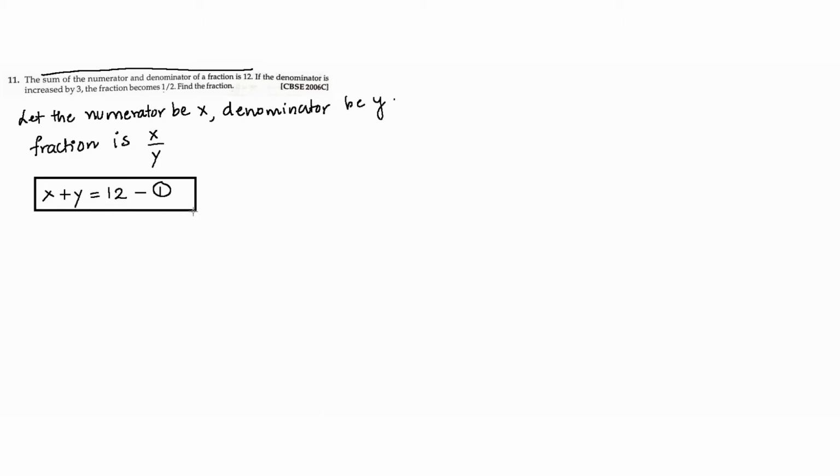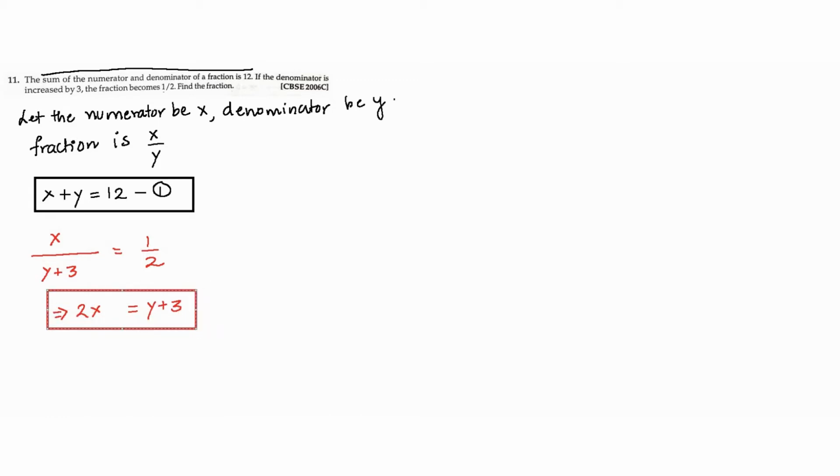Right, the sum is 12, and then it is said that if the denominator is increased by 3, that is keeping the numerator same, so the numerator remains x, and the denominator becomes y plus 3, then the fraction becomes 1 upon 2, right? So now again I can cross multiply. This implies 2x is equal to y plus 3. And this forms my second equation now, right? So this is the second equation that I can mark.